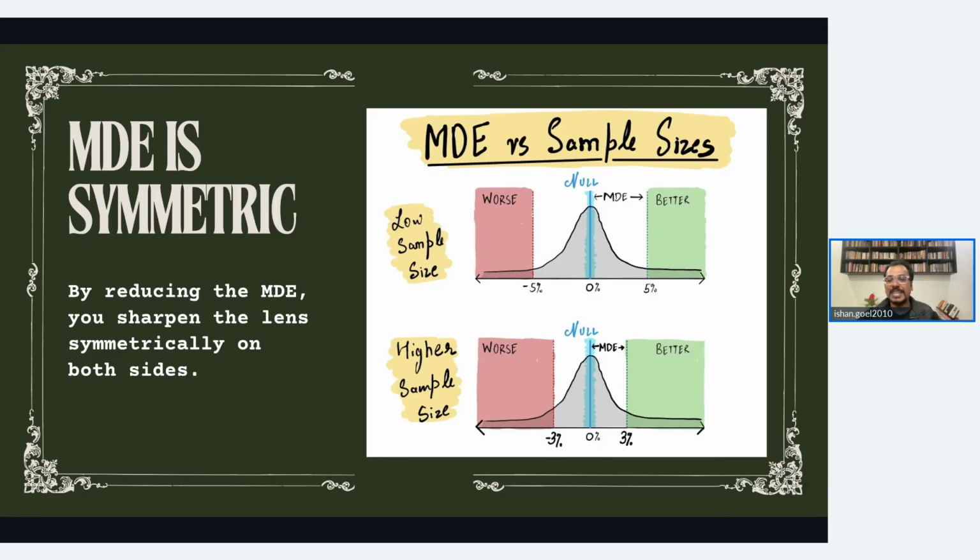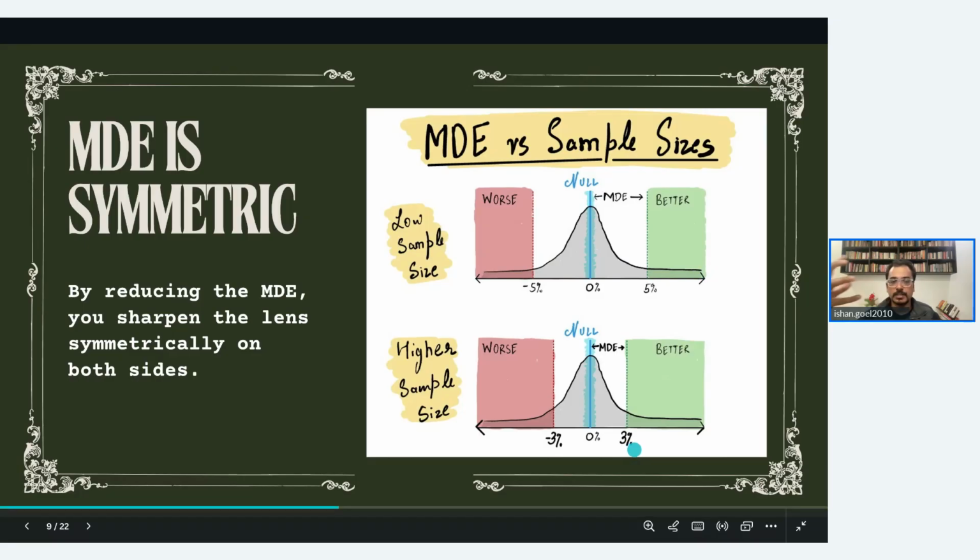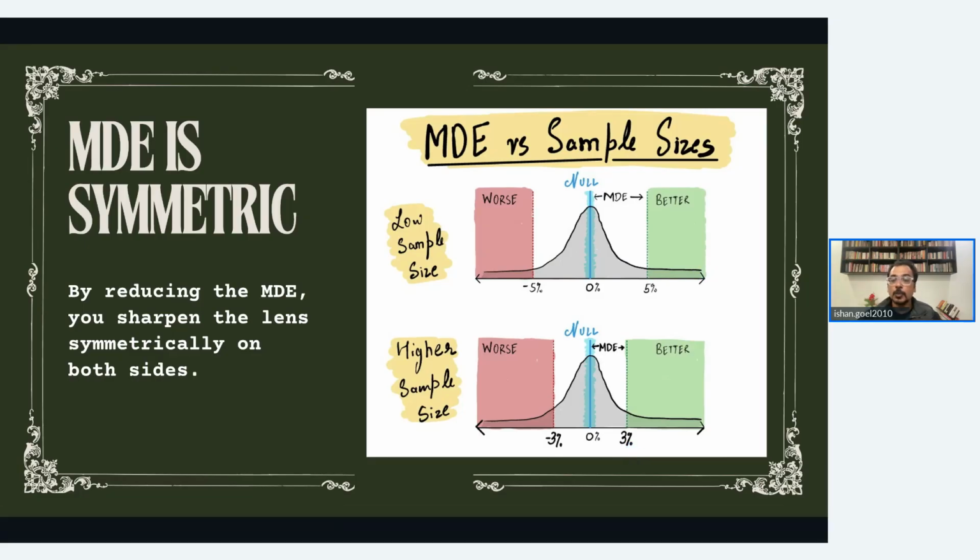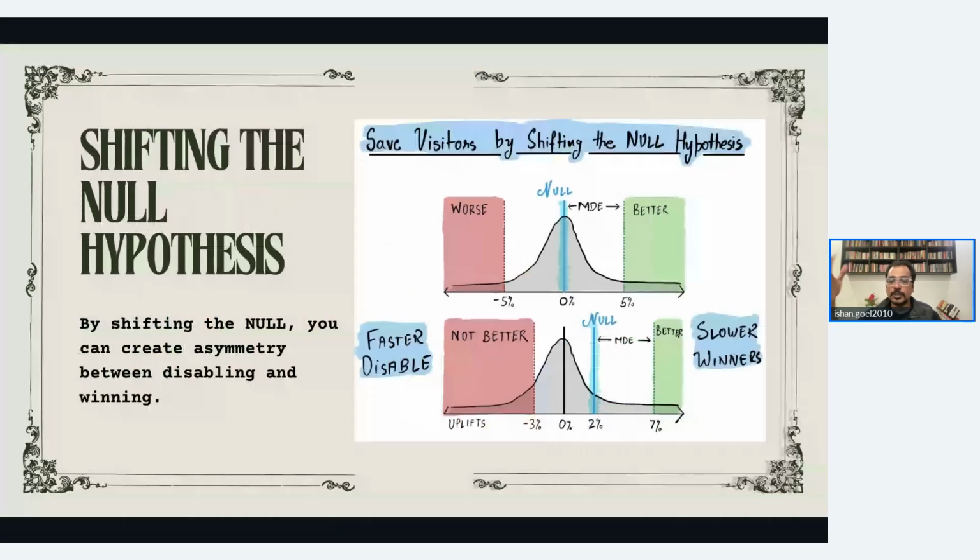So this is very non-helpful in A/B testing, because most of the times you have no uplift, and most of the times you need to then run the test its whole course, and that ends up costing a lot of visitors. So what happens when we shift the null hypothesis? Shifting the null hypothesis is the idea with which we can save some visitors.